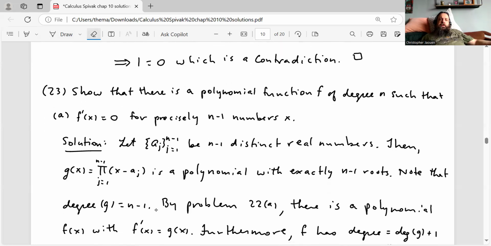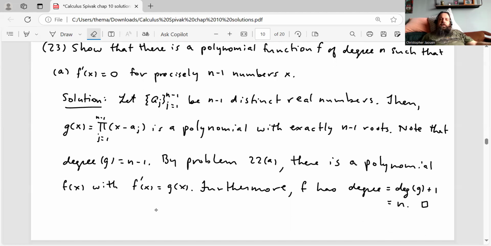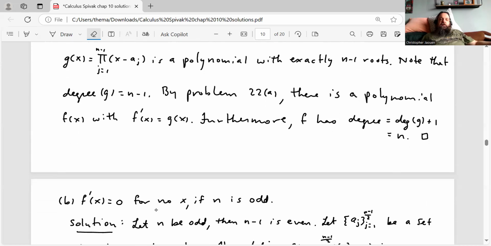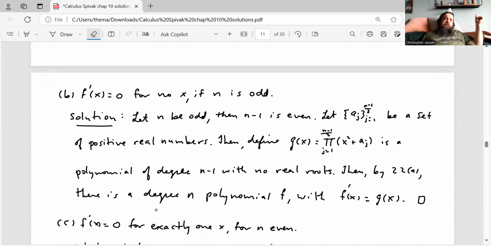All right, question 23. Show that there's a polynomial function f of degree n such that, and then there are a few parts. Part A, f prime of x equals 0 for precisely n minus 1 numbers x. Right, so here let a_j, j going from 1 to n minus 1, be n minus 1 distinct real numbers. If you define g of x to be the product of x minus a_j, j going from 1 to n minus 1, it is a polynomial with exactly n minus 1 roots. And note that the degree of g is n minus 1. Then by problem 22a, which we just did, there's a polynomial f of x with f prime of x equal to g of x. Furthermore, f has degree equal to the degree of g plus 1, which is equal to n. Right, similar type of thing for the other parts of this problem. They want f prime of x to equal 0 for no x if n is odd.